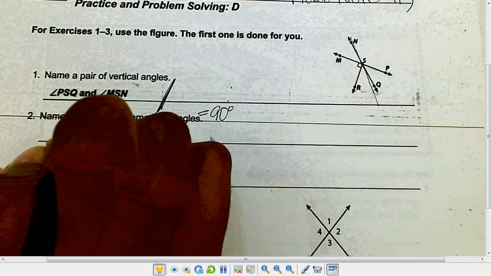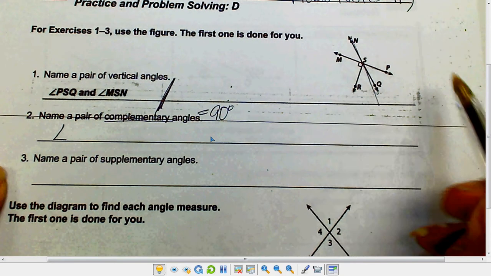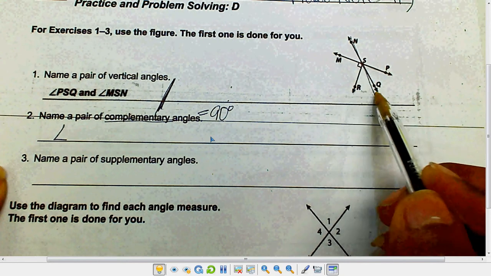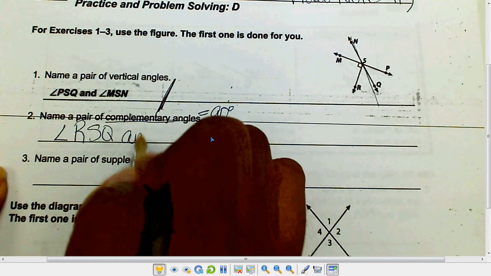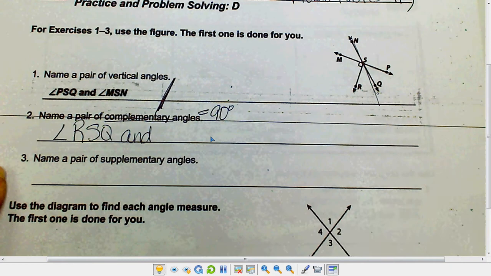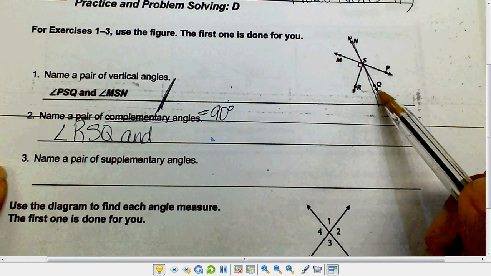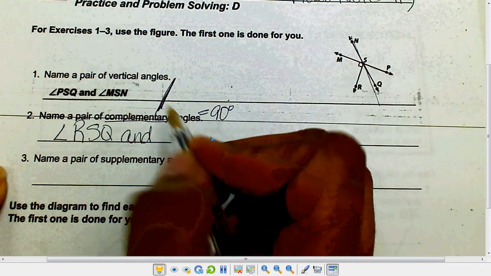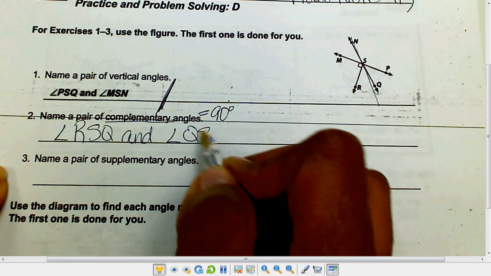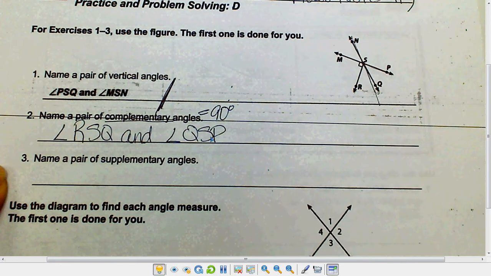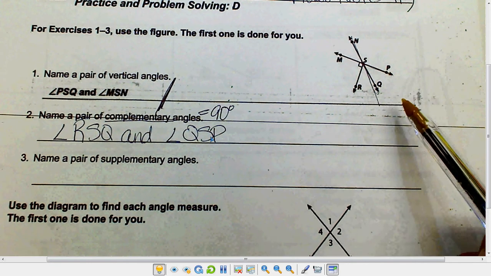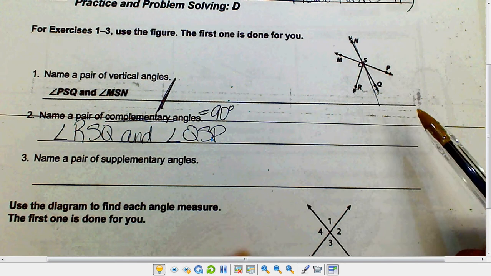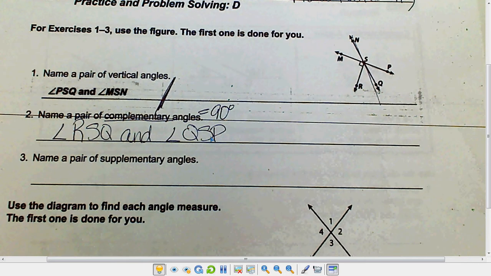So therefore, I'm going to name angle RSQ. And remember, you could have written it backwards, so you could have done angle QSR. And then the other angle that's making that up is angle QSP. And you must have that angle symbol in front because we're naming angles. Or remember, you could have also written this backwards, so you could have written PSQ. Anyway, those are our complementary angles because they total 90 degrees.